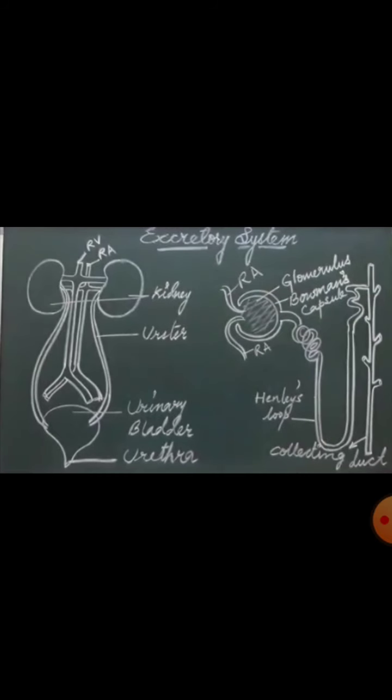Most of the unicellular organisms eliminate waste from their body through diffusion. Different organisms follow different modes of excretion. Humans have a specialized system for excretion called the human excretory system. The human excretory system includes a pair of kidneys, a pair of ureters, a urinary bladder and a urethra.